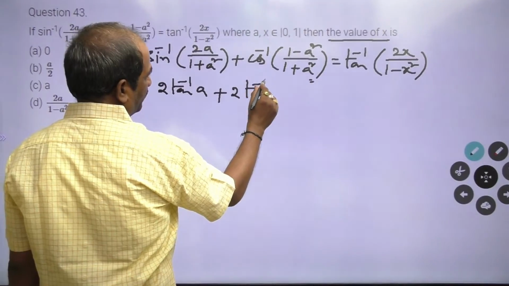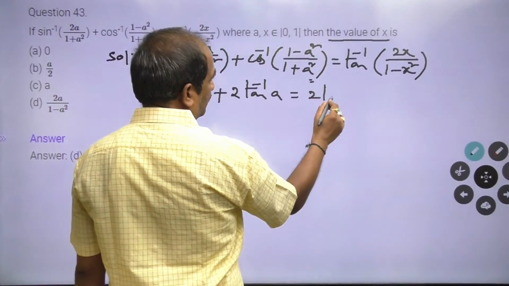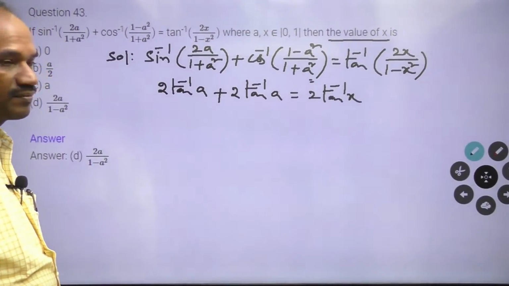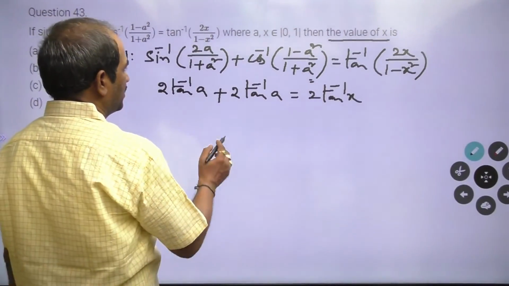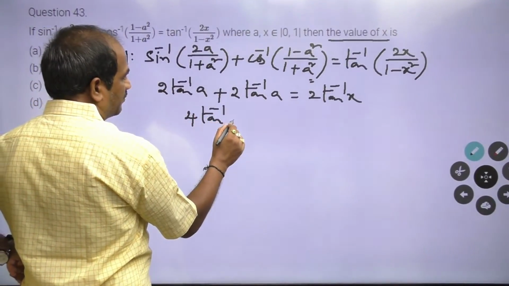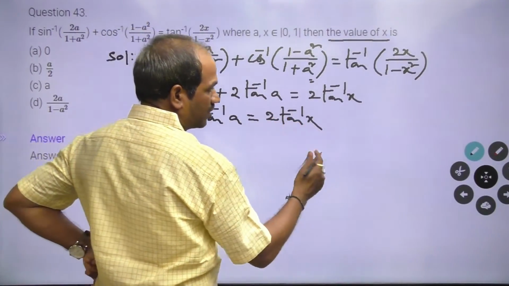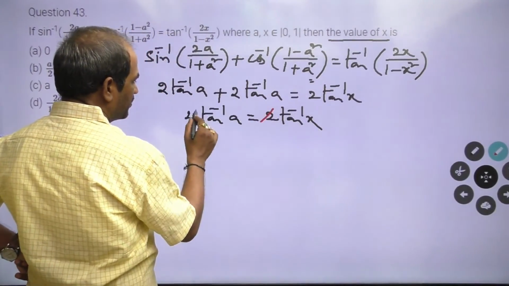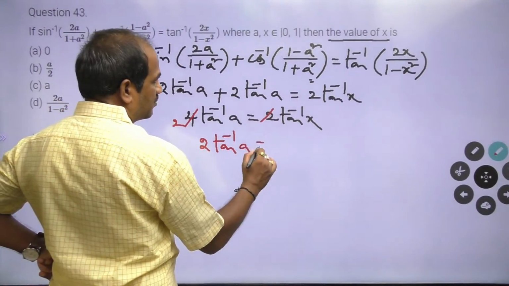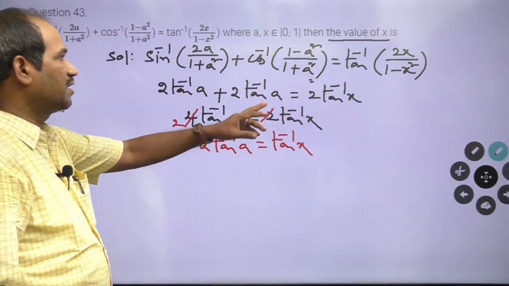These are the same. 2 tan inverse a in terms of cos. Next, this is also 2 tan inverse x, so that is 2 into tan inverse of x. In this total value, 2 tan inverse a plus 2 tan inverse a gives 4 tan inverse of a, which is equal to 2 tan inverse of x. The 2 gets cancelled, so the remaining is 2 tan inverse of a is equal to 2 tan inverse x.